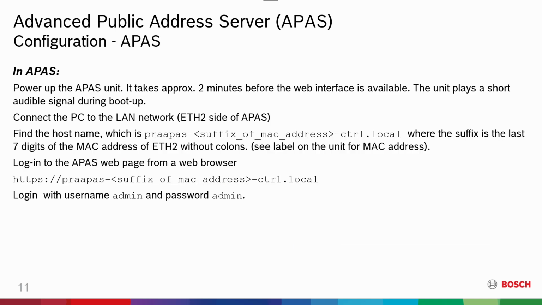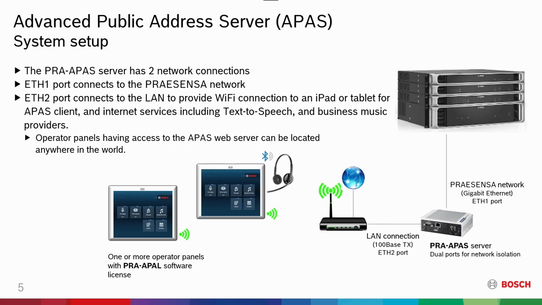If we then jump over to the APAS side, we power up our APAS unit. It takes about 2 minutes to start up, and when it's ready to go, it plays a short audible beep. We can connect the PC LAN onto Ethernet 2, and our PRAESENSA, of course, is on Ethernet 1.